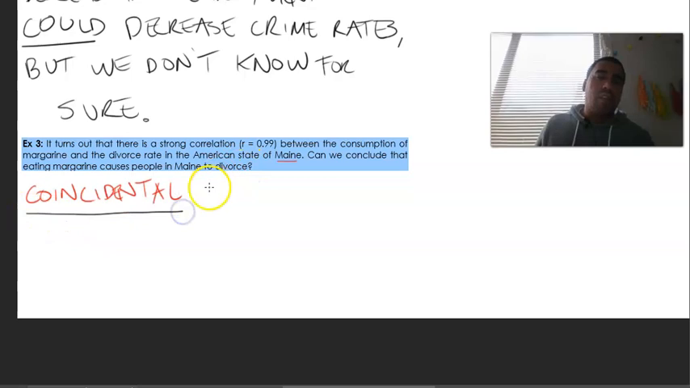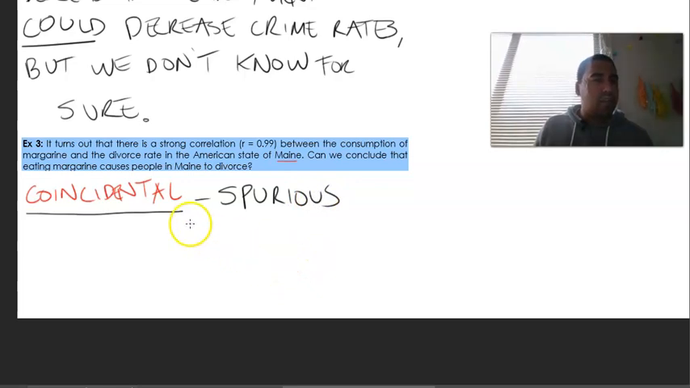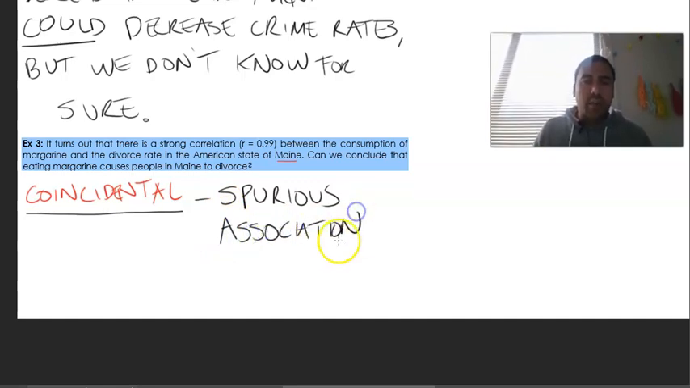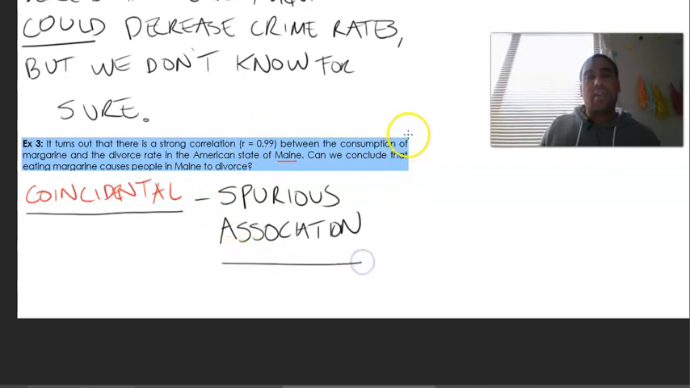And there's a word for this, it is spurious. I'm going to double check to see if that spelling is correct. Yes, spurious. If you type spurious association into Google, it will come up with all the coincidental associations that you can find within the world, and there are some pretty weird ones out there. And this example was found on one of these websites. And it's true data. It wasn't made up. There actually is a strong correlation between the consumption of margarine and the divorce rate in the American state of Maine. Weird, but it did happen.